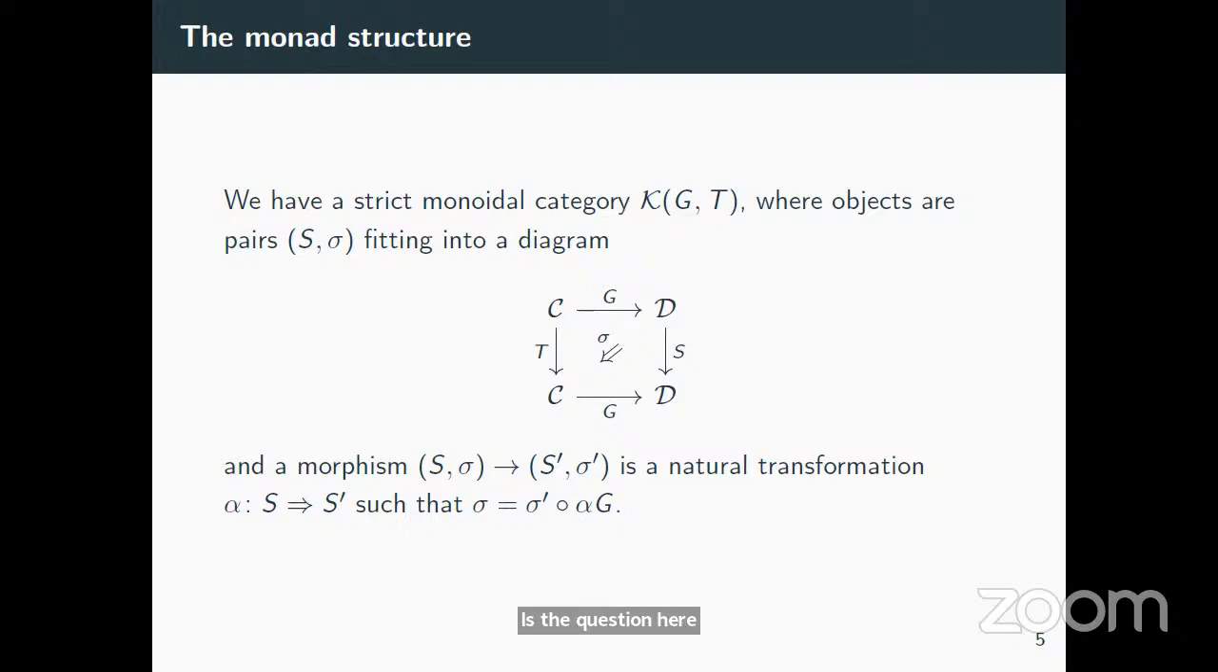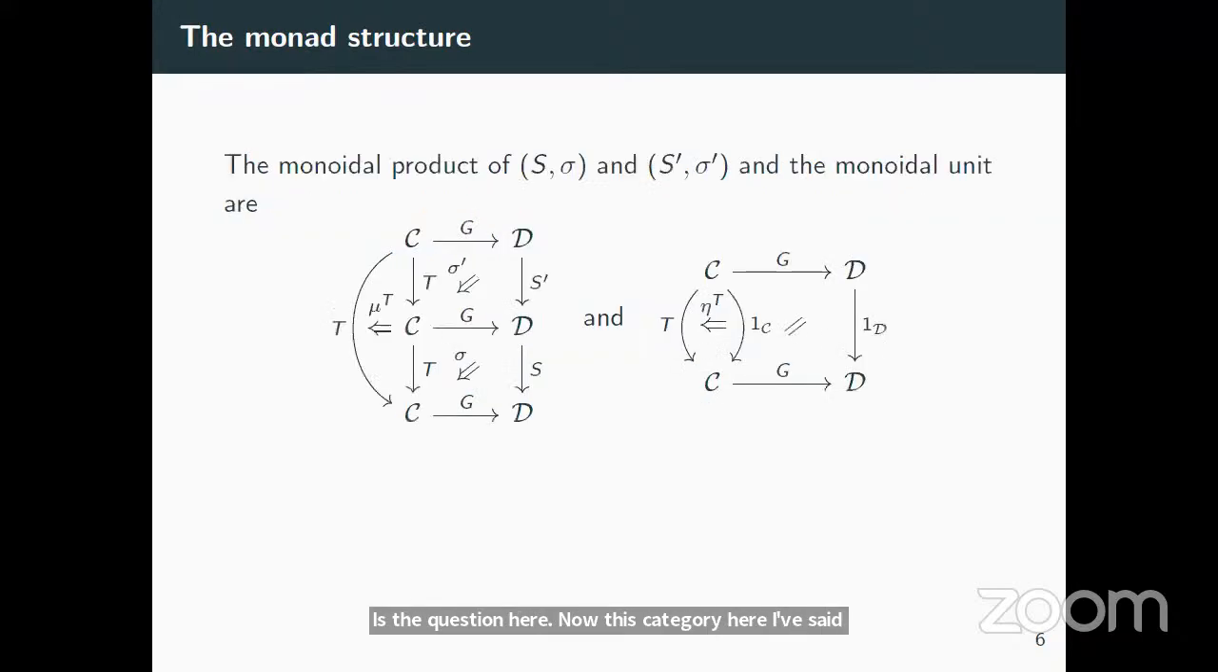Now this category, I've said it's monoidal. Let me tell you what the monoidal product is. If I have two such pairs, S and S prime, with sigma and sigma prime, which are these two squares here, I can compose them as such. So I put the two squares one on top of the other. That's not quite an object of the category because it doesn't go to T, but because T was originally a monad, I can then put on the multiplication here to go down to T, and I get a new object.